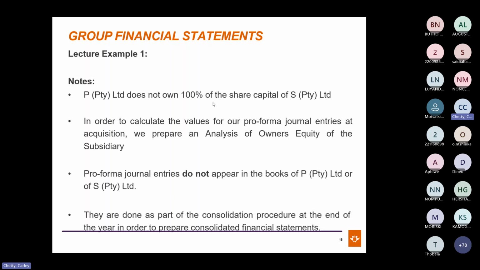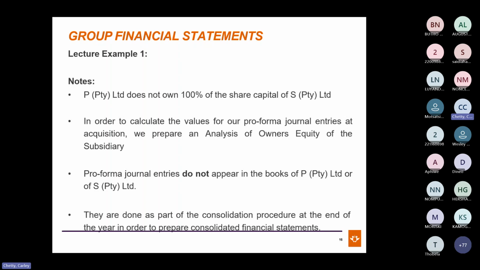So in order to calculate the values for our pro forma journal entries at acquisition, we need to prepare the analysis of owner's equity of the subsidiary, okay? This is a calculation that helps us work out how much P owns and how much is attributable to the non-controlling interest. Then we're going to perform our pro forma journal entries, using the analysis of owner's equity to help us.